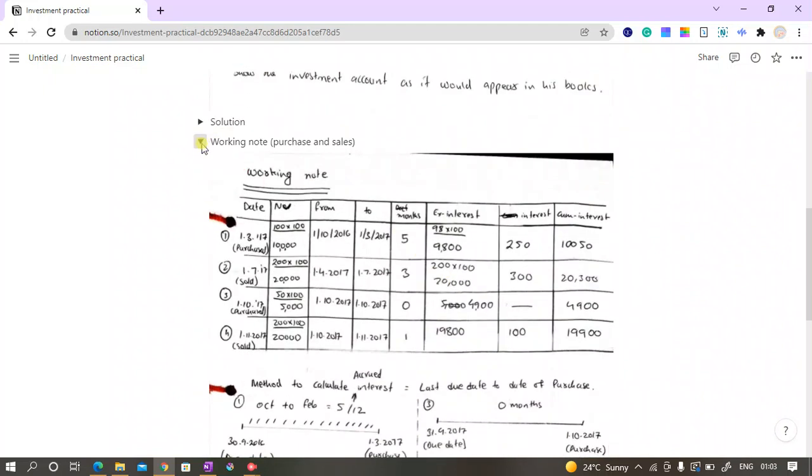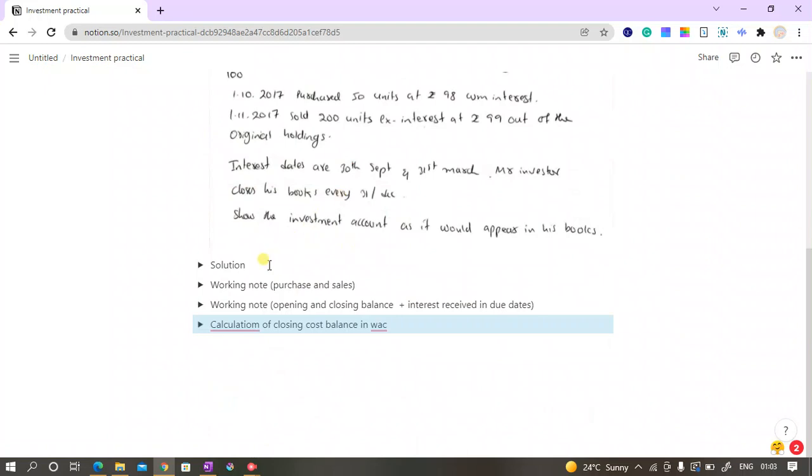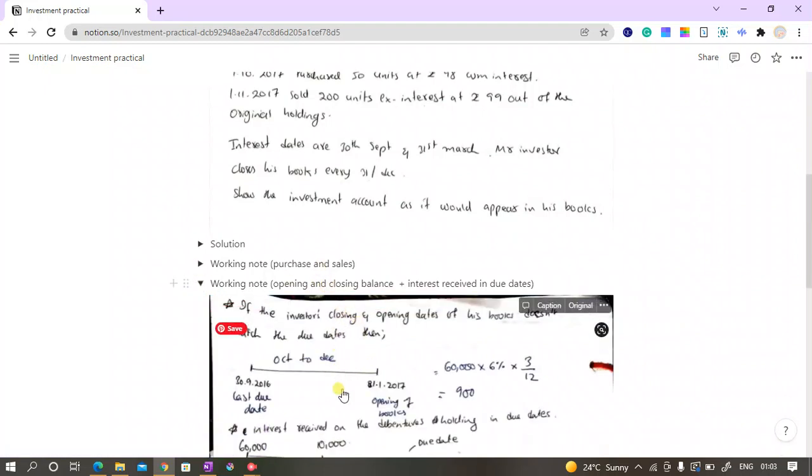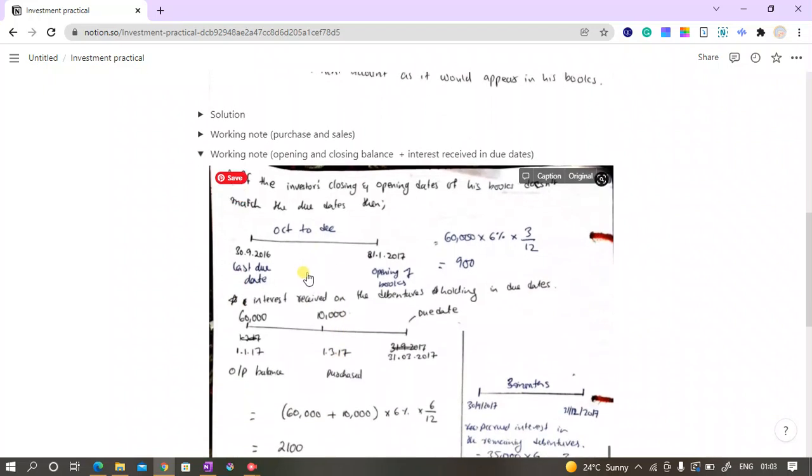Okay, next we did the purchase and sales accrued calculation. Next, again the most important one is opening balance and closing balance. Whatever accrued interest we had, we will calculate that, and at the due dates, whatever amounts we got, we will calculate those.